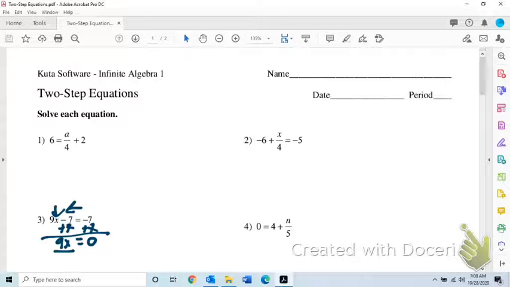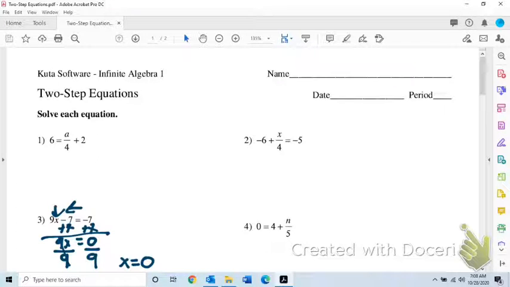So 9 times x, remember, if a number and a letter are right next to each other, that means multiplication. So we divide by 9. So 9 divided by 9 is 1. So that gets rid of the 9. So that just leaves an x. And then 0 divided by 9, well, 0 divided by anything is 0.